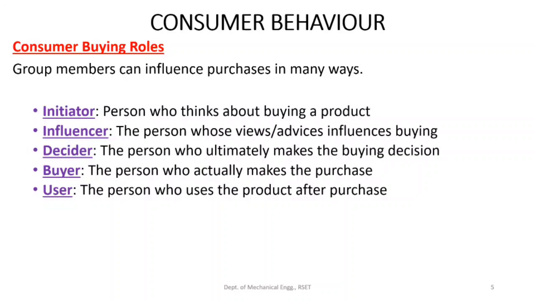So even though the decision might be taken by the father, the purchase might be done by the mother. So here, even though the decider is the father of the family, the mother, who actually makes the purchase, is playing the role of a buyer. And the person who ends up using the bought product plays the role of the user. So a consumer during a buying process can play any one or more of these five roles. They can be an initiator, an influencer, a decider, the buyer, or the user.